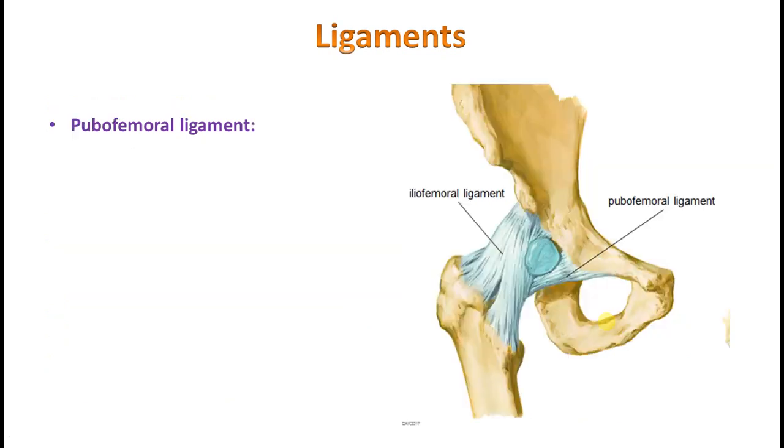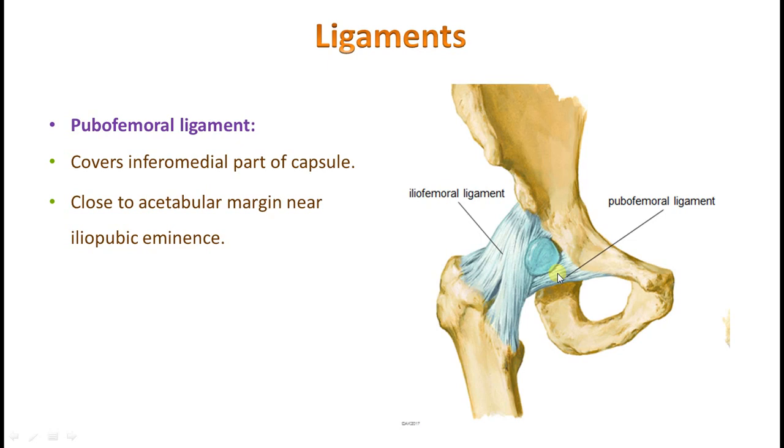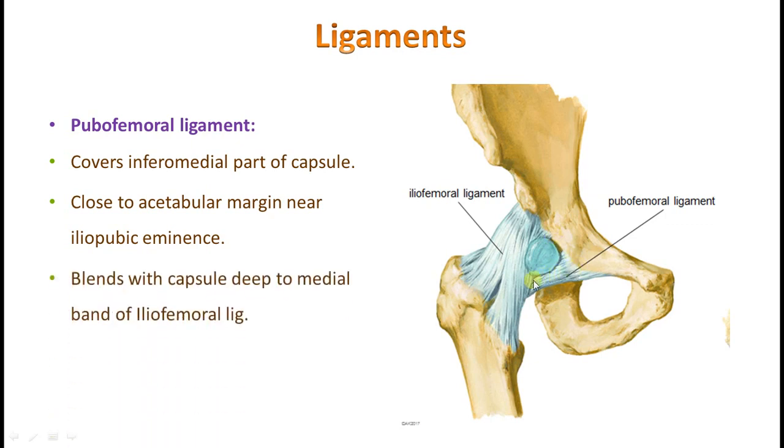The next ligament is the pubofemoral ligament. It covers the inferomedial part of the capsule and is attached close to the acetabular margin near the iliopubic eminence. Near the iliopubic eminence, it blends with the capsule deep to the medial band of the iliofemoral ligament.